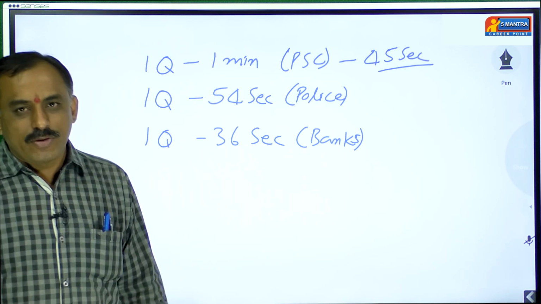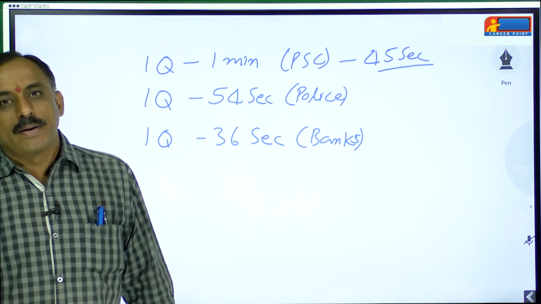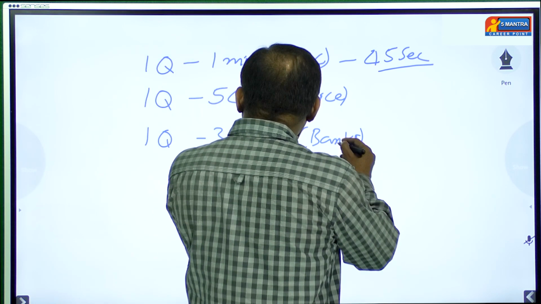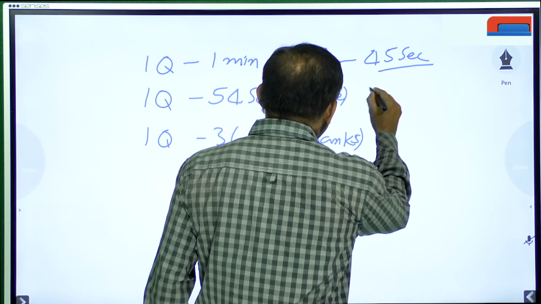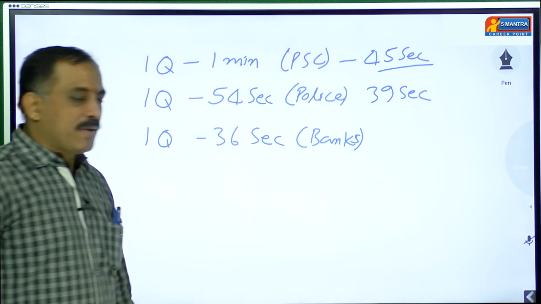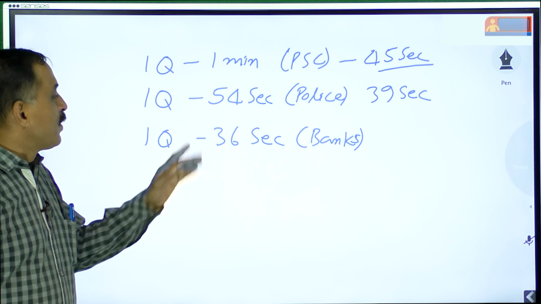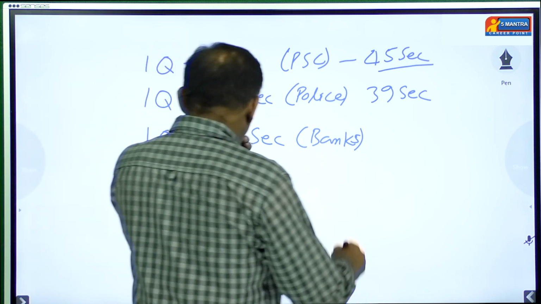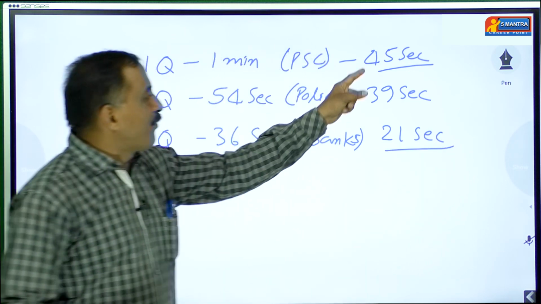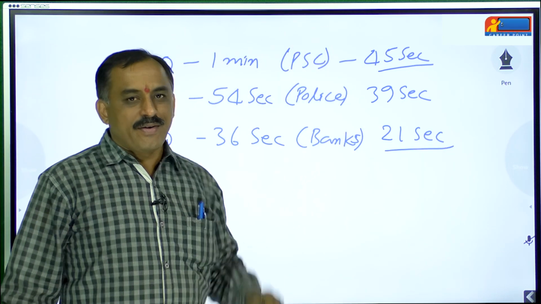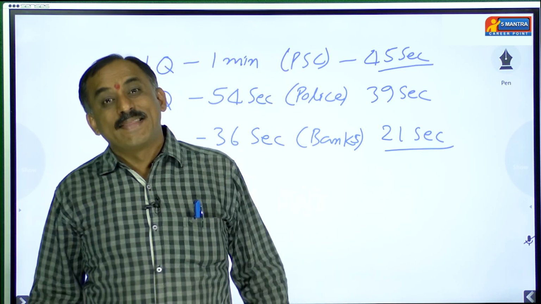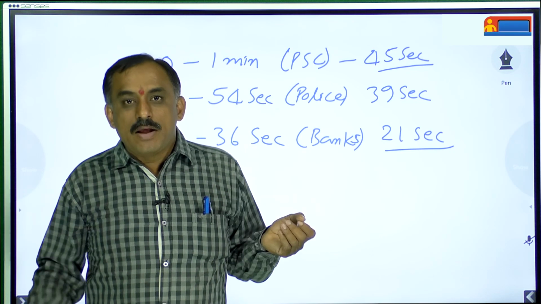And next one is the police department. In police department, how many seconds? 54 minus 15 is equal to 39 seconds. And in bank PO examination, how many seconds? 36 minus 15 is equal to 21 seconds. Now tell me, within 45 seconds or 39 seconds or 21 seconds, how to find the answer? Is it possible? If you follow the traditional methods, it is highly impossible.